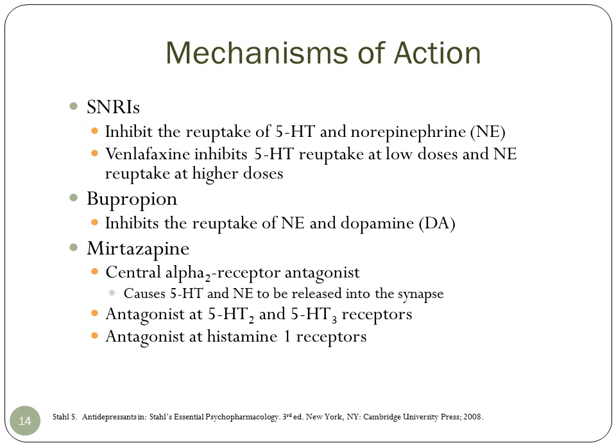The SNRIs inhibit the reuptake of serotonin and norepinephrine, and I also have listed there that venlafaxine inhibits serotonin reuptake at low doses and norepinephrine reuptake at higher doses. So typically at doses less than 150 milligrams per day, venlafaxine is mainly inhibiting the reuptake of serotonin. Once you get above that 150 milligrams per day, that's where you'll start to see norepinephrine inhibition.